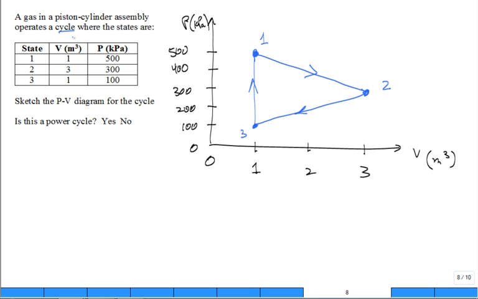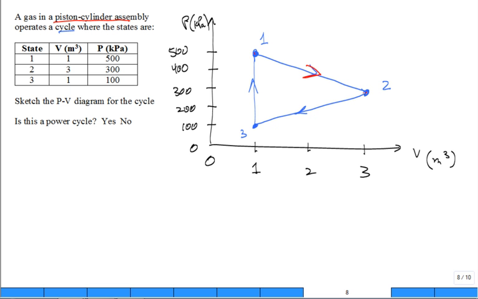That made me think it would be a power cycle. Yeah, this is all in a piston cylinder assembly, and so we are describing that condition. What it is, is this is expanding at relatively high pressures. What's the average pressure it expands at from 1 to 2? I know it starts at 500 and it ends at 300, but what's the average pressure?